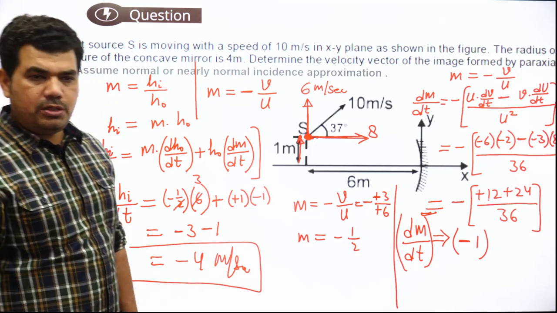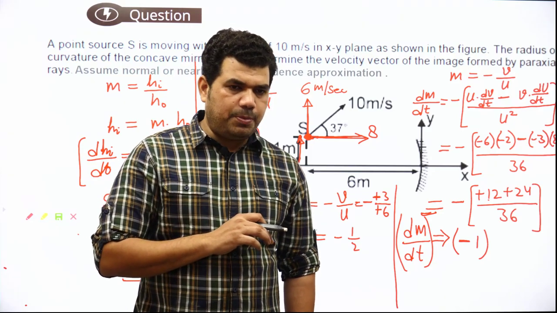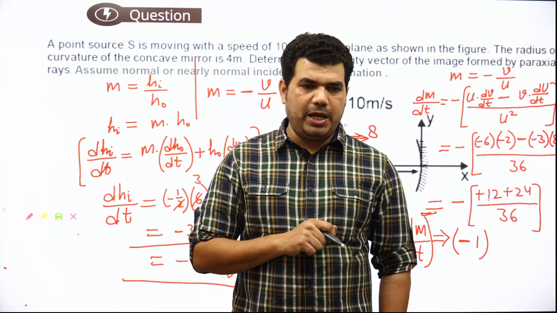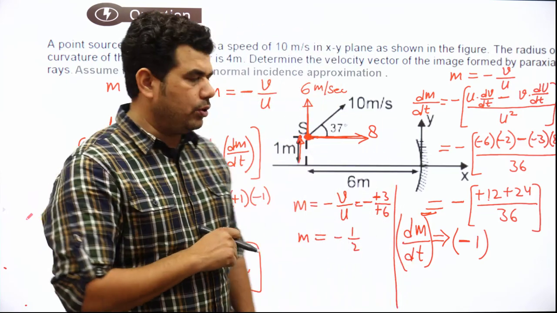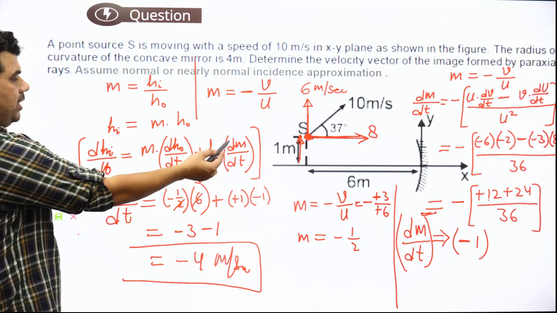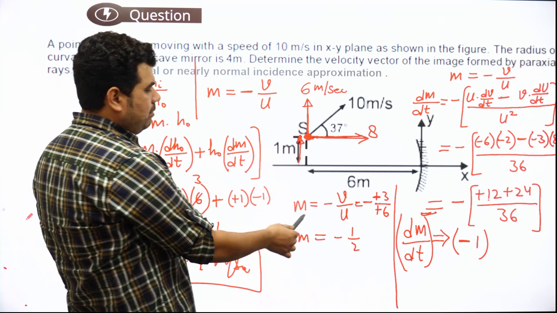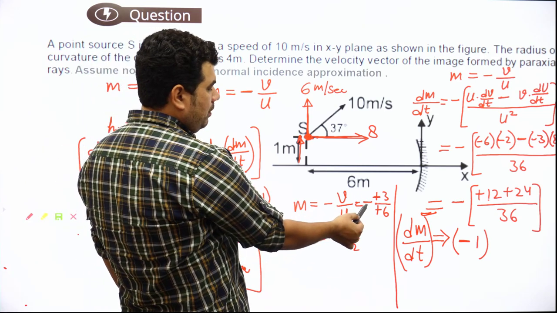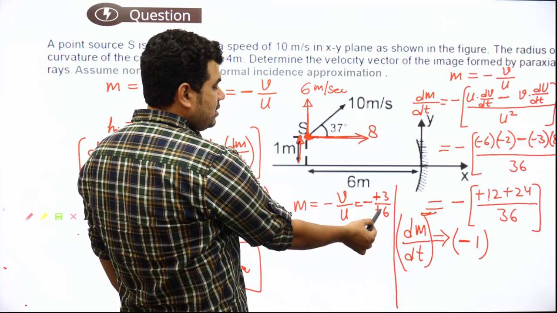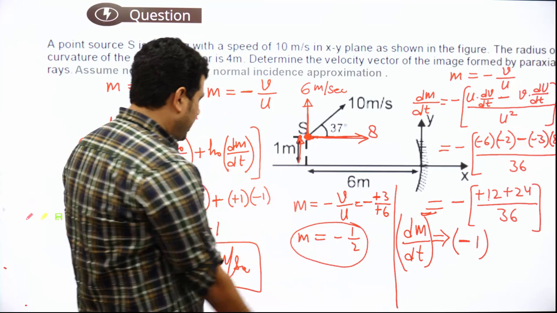Got it, my dear students? Very nice. So, what is it, Praveen, Pratyaksha, minus 1 by 2? No, it's not minus 1 by 2. It's minus 1 by 4. See here. For m, dho by dt, we put the value of m as minus 1 by 2. Minus 1 by 2, because m is equal to minus v by u. Minus v is minus 3, and u is minus 6. Minus minus cancel, 3 by 6 is 1 by 2. So, m is minus 1 by 2.